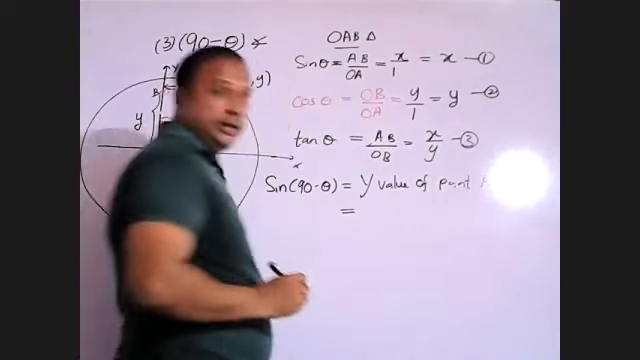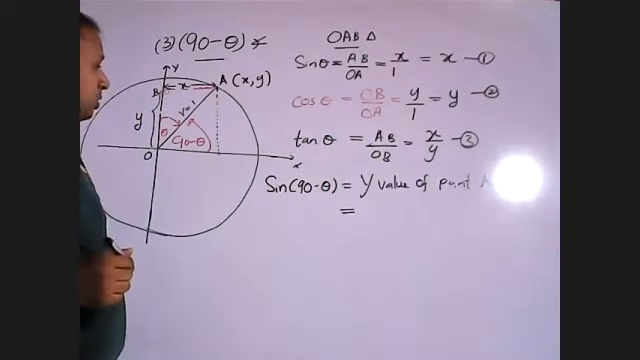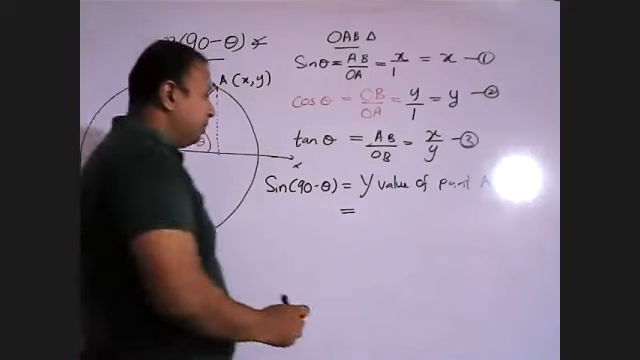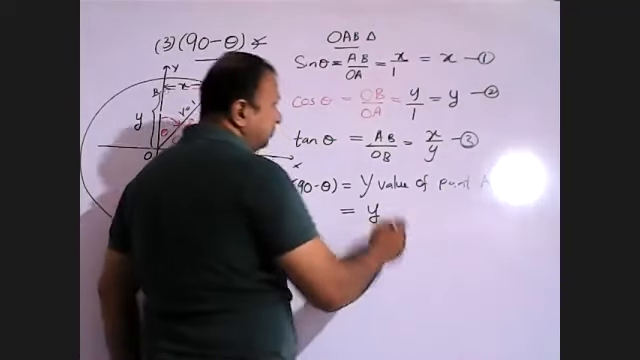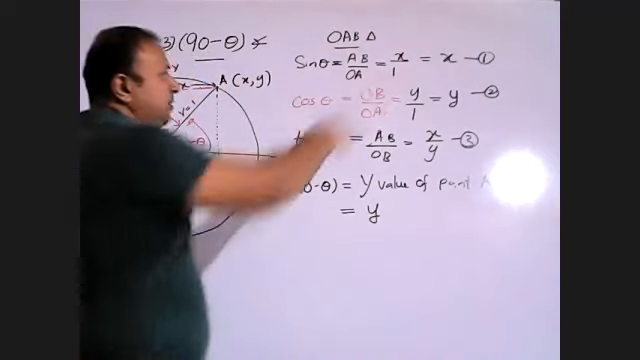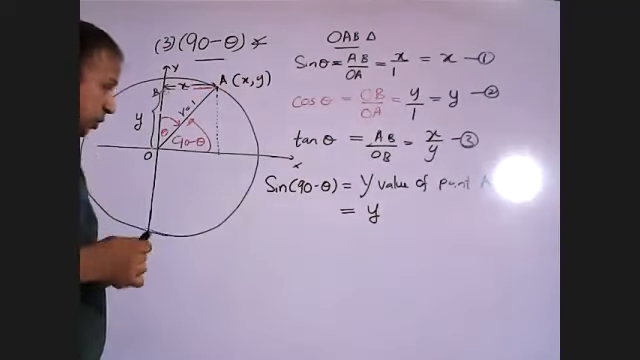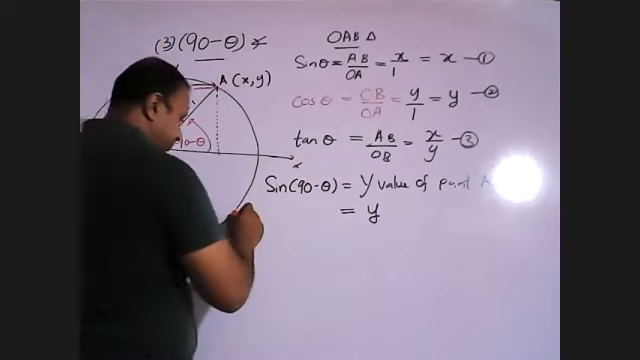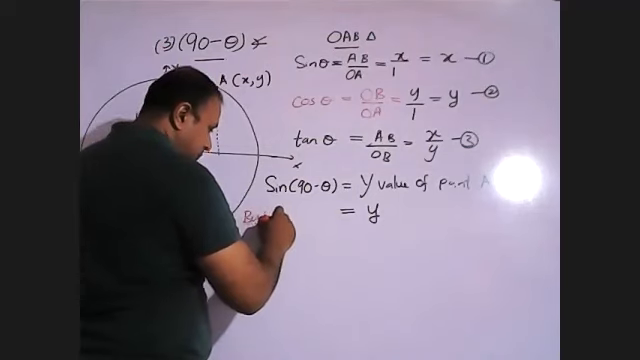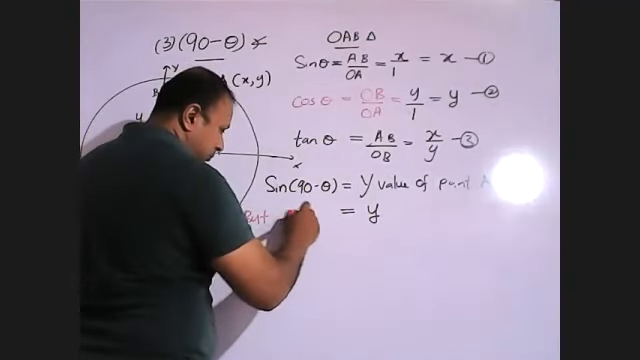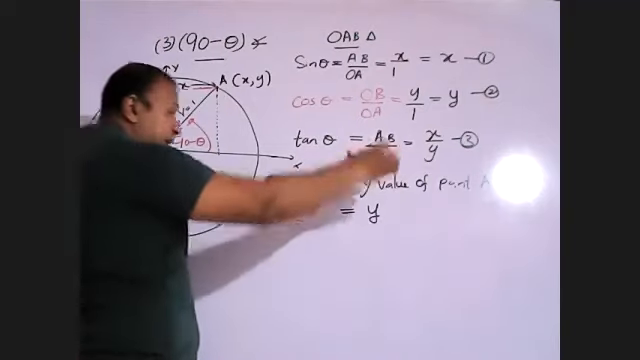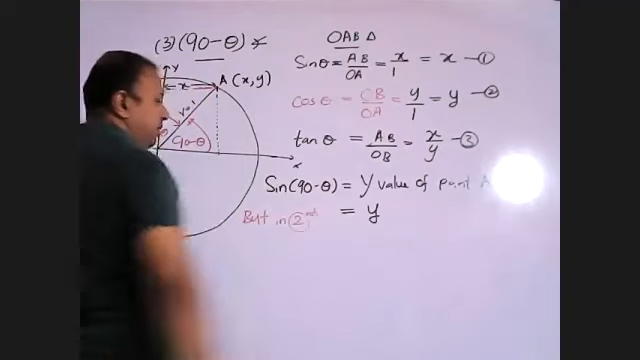Y value of point A. So what is the y value of point A? Y value for point A is y. Now I can replace this y using the second equation. So using the second equation, I can replace this y by cos theta.